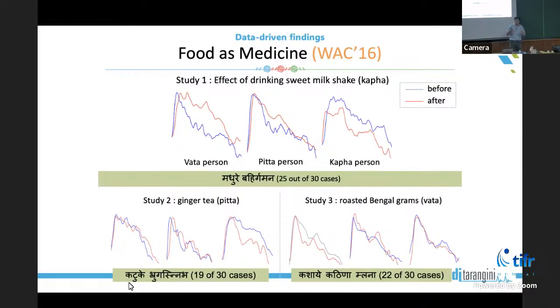We combined that data pre and post, and you can see that the behavior changes, and it matches the shlokas in our ancient science. For example, Madhure Bahigama: when you eat Madhur, when you eat sweet, the nadi expands. For Vata, it expands. For Pitta, you don't see much. For Kapha, it contracts. So you can see that for different people, the same food has different effects.